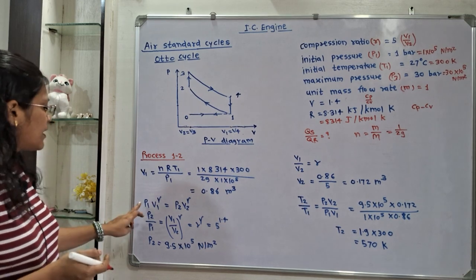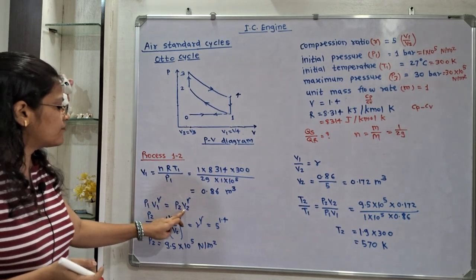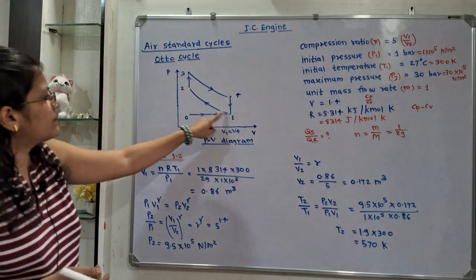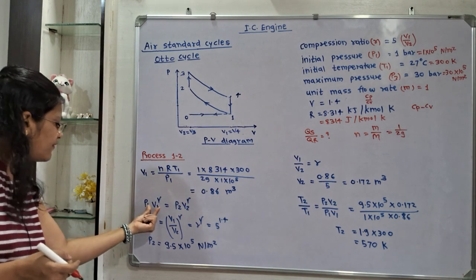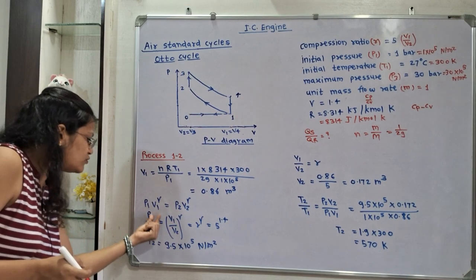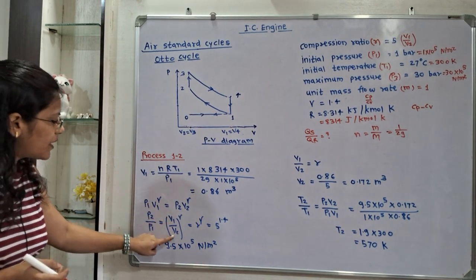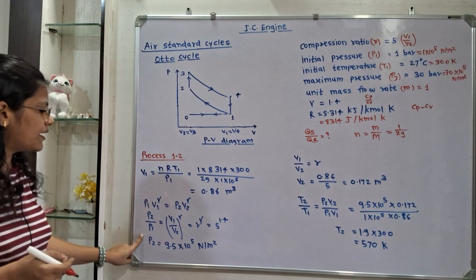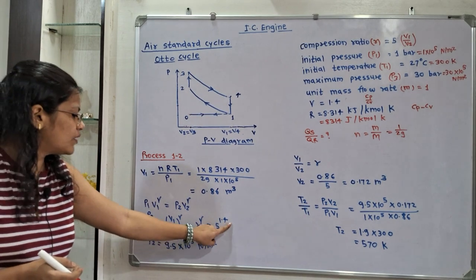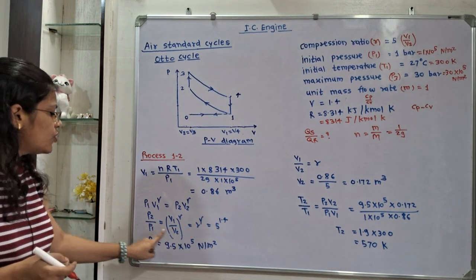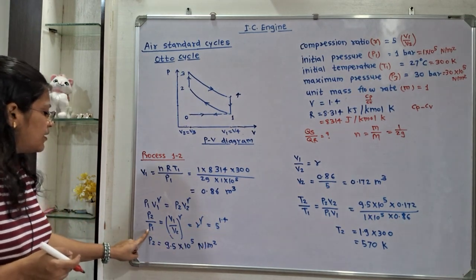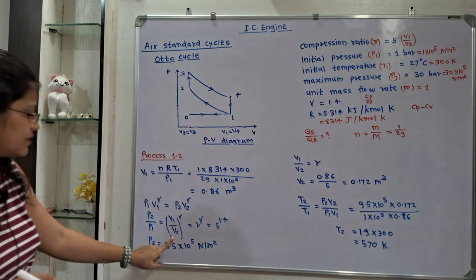How to calculate? P1 V1 raised to gamma is equal to P2 V2 raised to gamma. The compression ratio, that is V1 by V2, is known. If I transfer V1 raised to gamma and V2 raised to gamma this side, we will get V1 by V2 raised to gamma is equal to P2 by P1. V1 by V2 is R. So 5 raised to 1.4, and P2 is equal to, we have to multiply with P1. This answer is 9.5 multiplied by P1, which is 1 into 10 raised to 5.